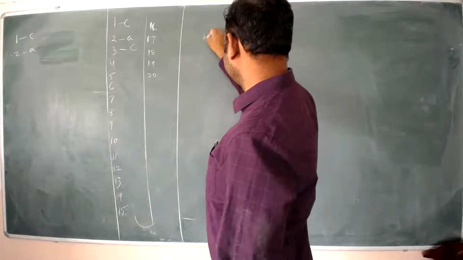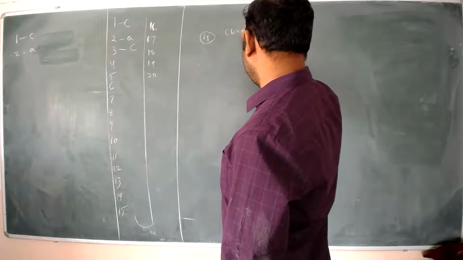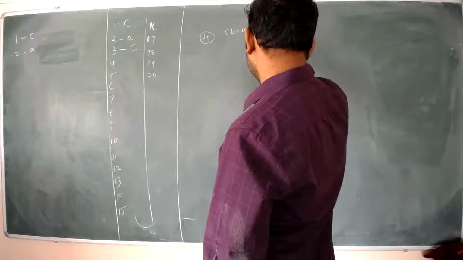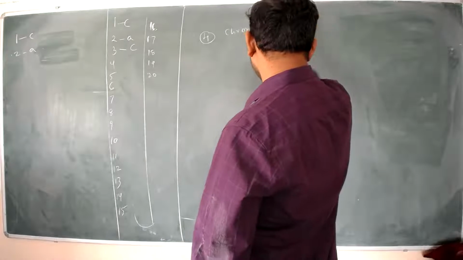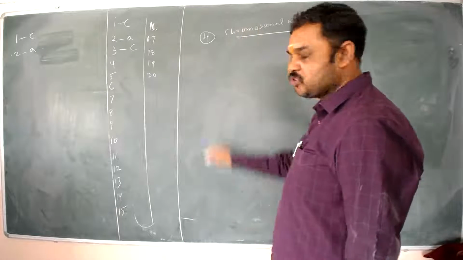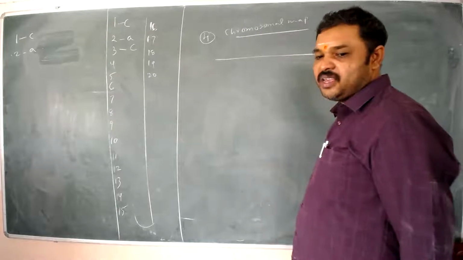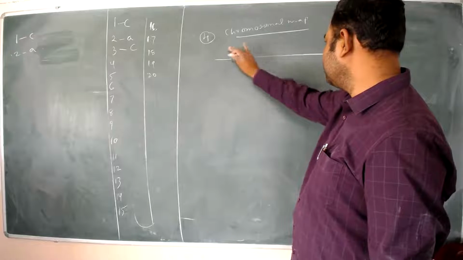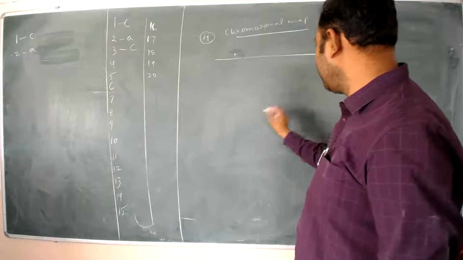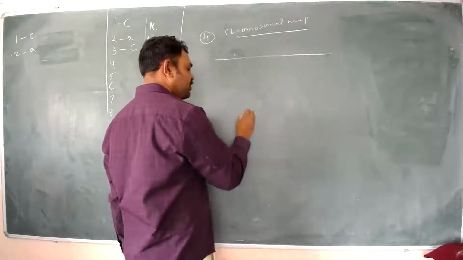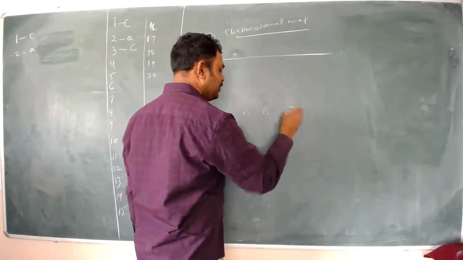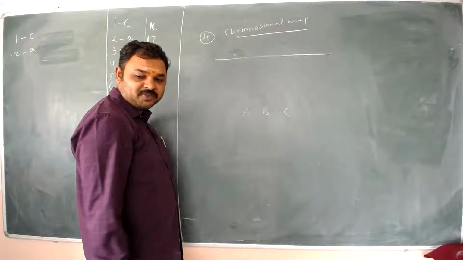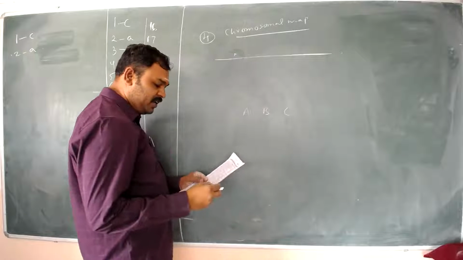Fourth one, this is relevant to the chromosomal map. In this chromosomal map, how many genes are there? In this chromosomal map, 3 genes are there. A gene, B gene, C gene. You see this here, I am giving data. Here 3 genes will be there. A gene, B gene, C gene. But what is the distance between the genes? You see in between A and B.